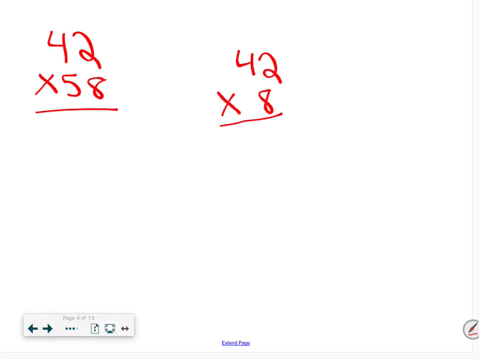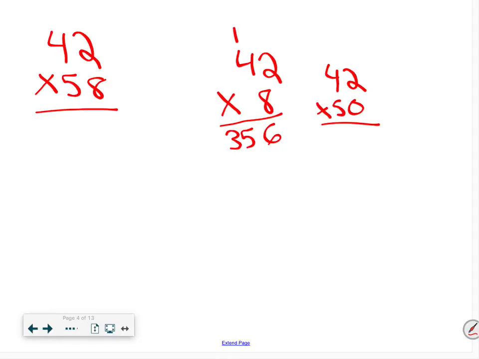42 times 8 ones, and I know that 5 is really 50. So there's my 50, there's my 8, total is 58. Now I'm going to do my 42 times 8 first. 8 times 2 is 16. 8 times 4 is 32, plus 1 is 33.